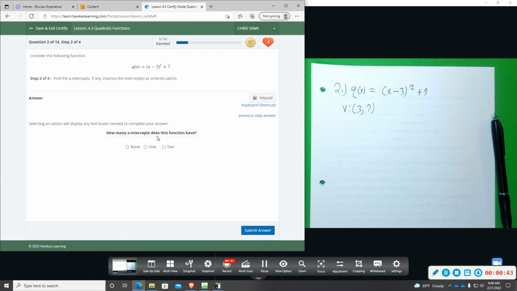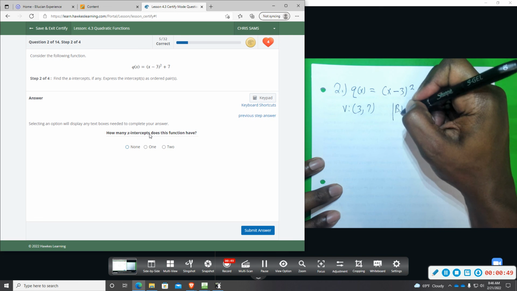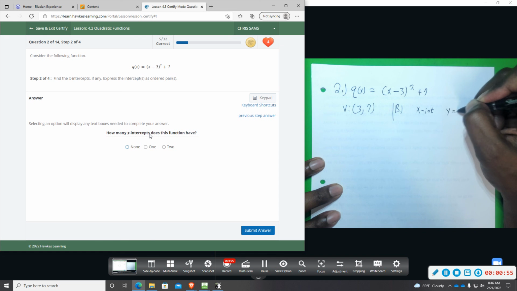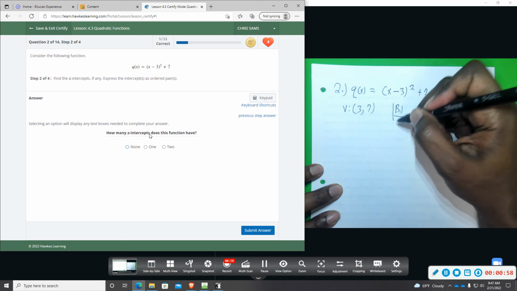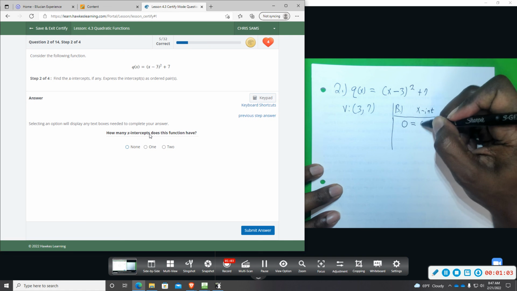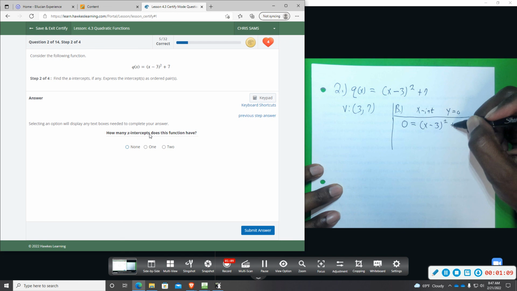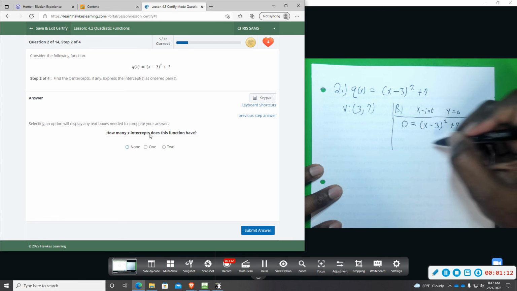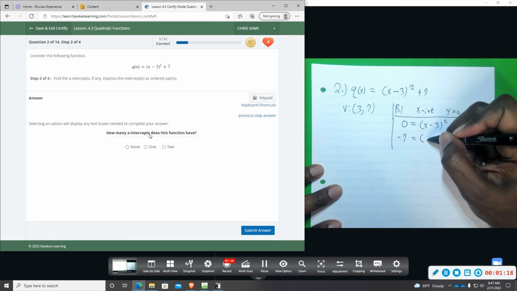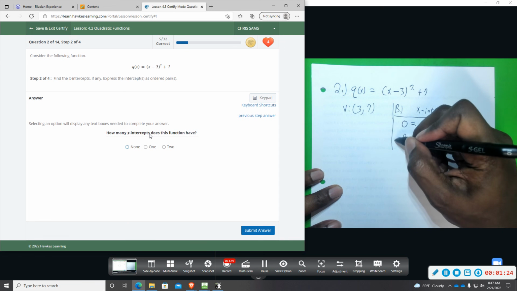And then we want to know how many x-intercepts. So let's find the x-intercepts again. Let's say part B, x-intercept. We've got to know that the y value is 0. So I'm going to say 0 equals x minus 3 squared plus 7. We're going to subtract 7, and that will give us negative 7 equals x minus 3 quantity squared. And then we're going to take the square root of both sides.